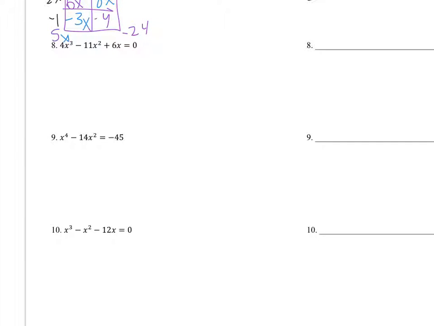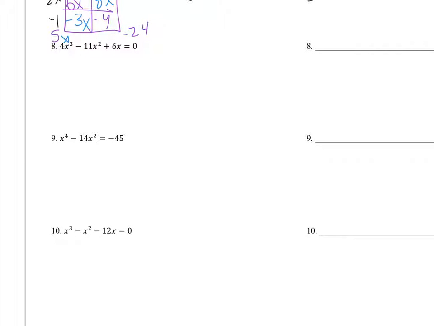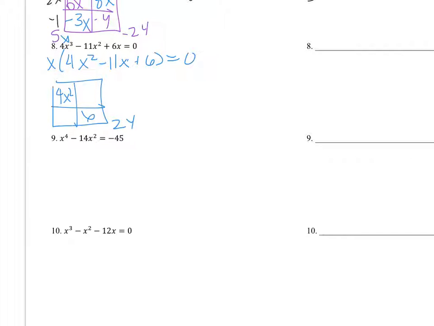Next, question number 8. Again, I notice that they have an x in common, so I'm going to take out that x, leaving me with 4x squared minus 11x plus 6 equals 0. Again, I'm going to use the box. So 4x squared, 6, so multiply to get 24, add to get negative 11x. And actually, they're the same numbers, negative 8x and negative 3x.